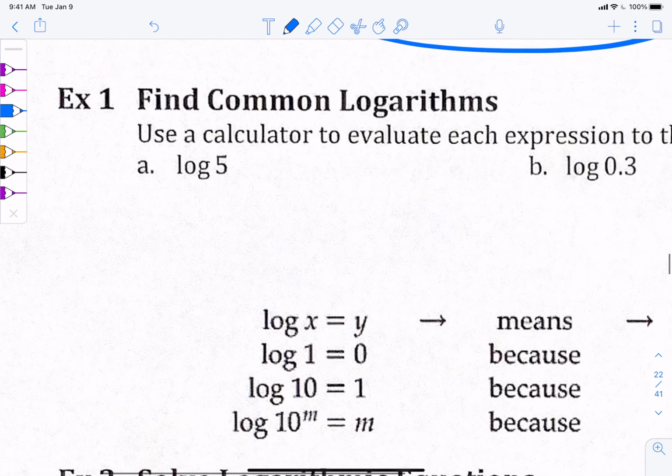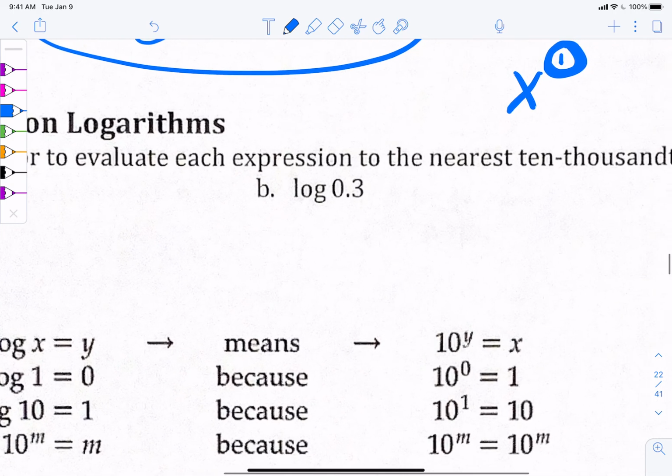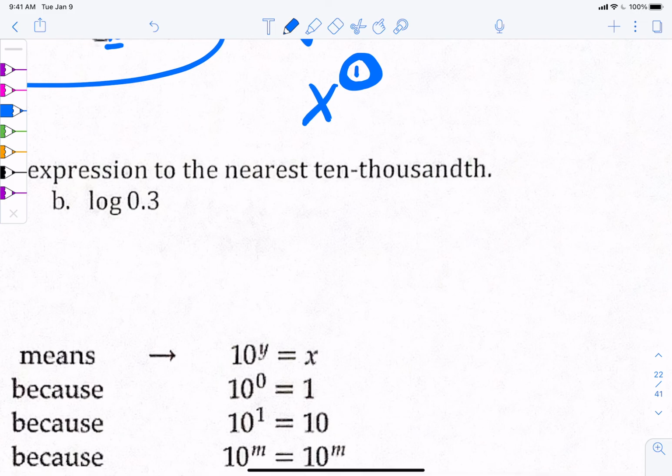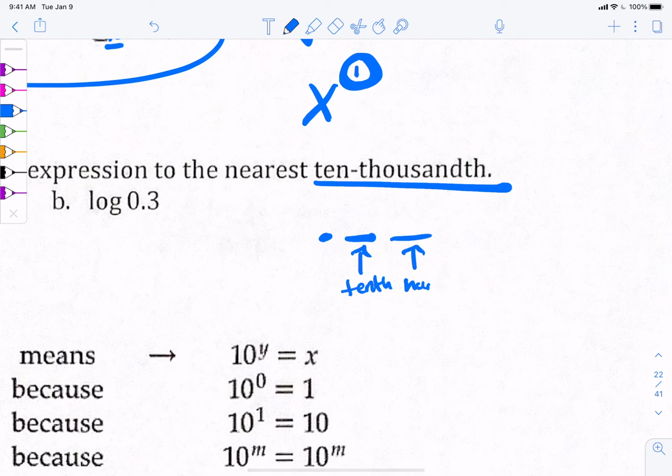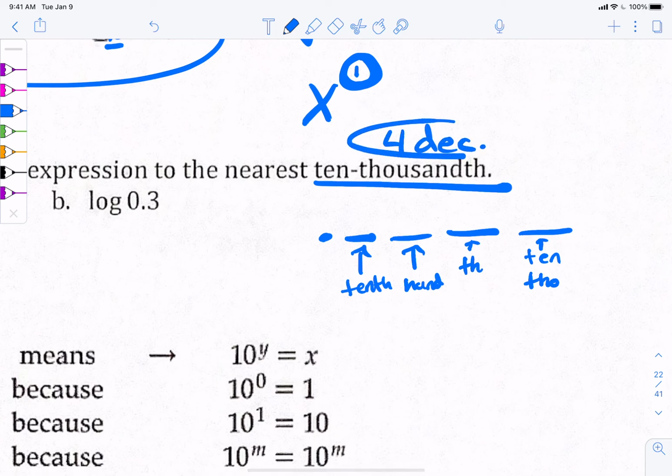So, what they want us to first do is use our calculator to evaluate each expression to the nearest 10,000th. How many decimal places is 10,000th? Tenths, hundredths, thousandths, 10,000th. So 4 decimal places. Write that down here so you can remember, because your homework assignment will have you do 4 decimal places, 10,000th.